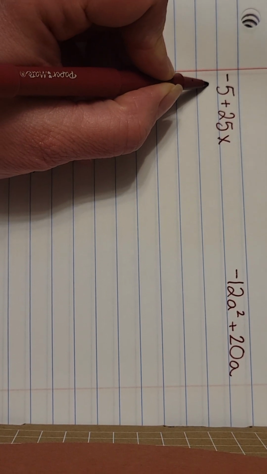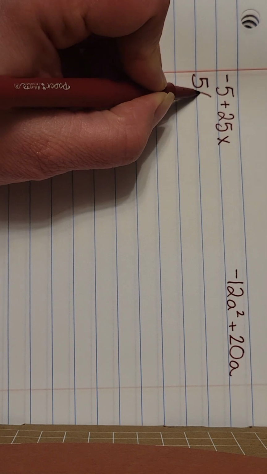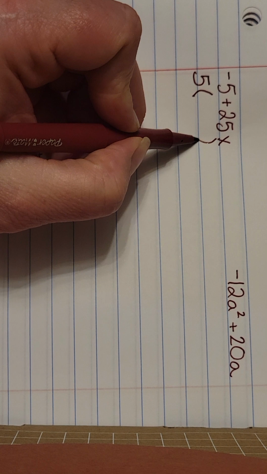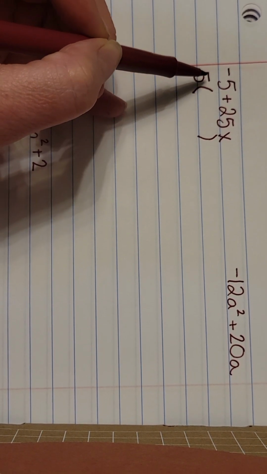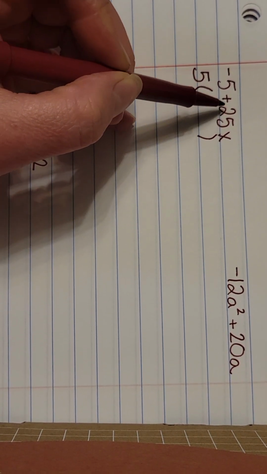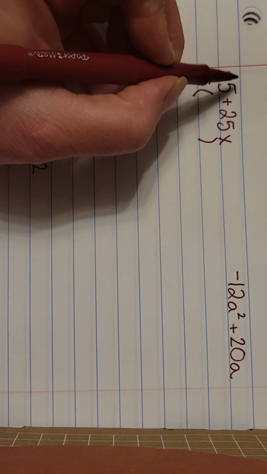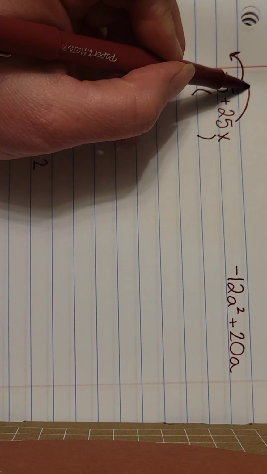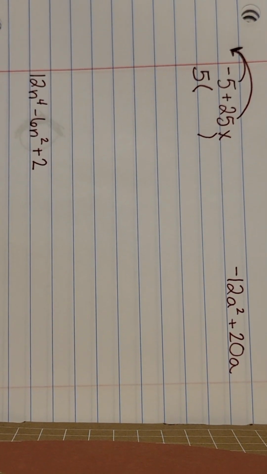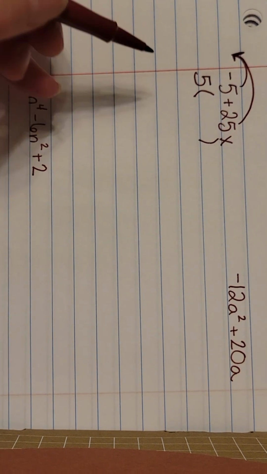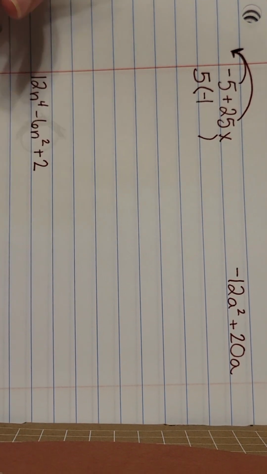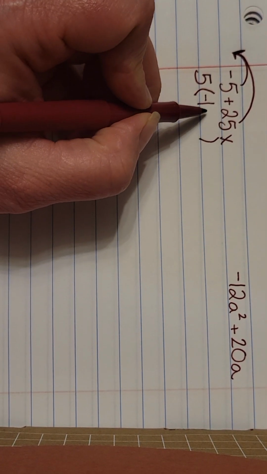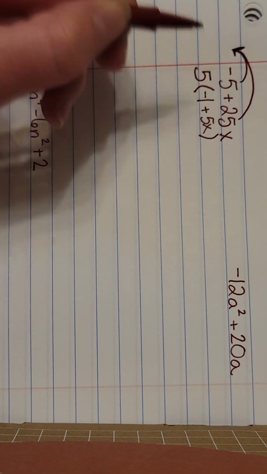So I'm going to write it like this, though. I'm going to write the 5 outside because I divided it out, right? And so this is, again, remember when we practiced the distributive property, we took something outside parentheses and we multiplied it in, okay? We're just undoing that. So now I'm taking it back out. Take that same thing out of both of them, okay? So when I divide -5 by 5, I actually just end up with -1, okay? And when I divide 25x by 5, I end up with 5x.